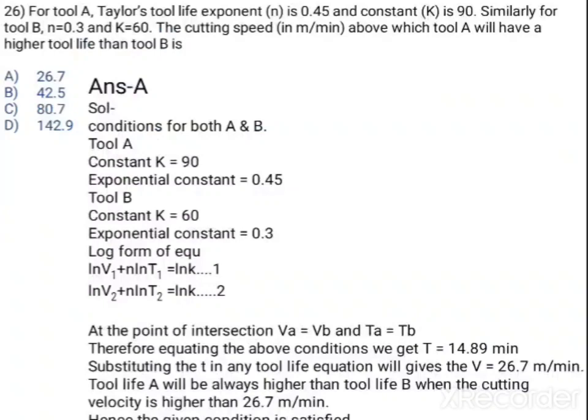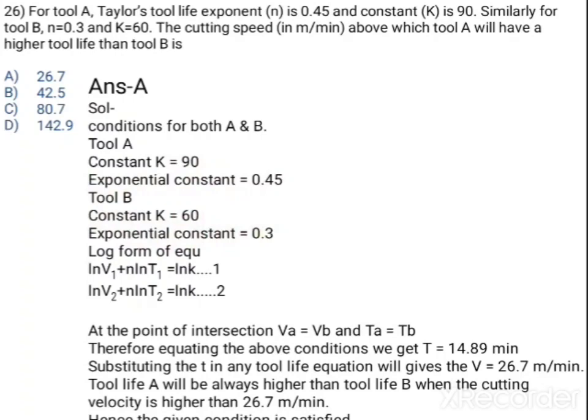Now question number 26. For tool A, Taylor's tool life exponent n is equal to 0.45 and constant k is 90. Similarly for tool B, n is equal to 0.3 and k is 60. The cutting speed in meters per minute above which tool A will have higher tool life than tool B. Read it properly. I am giving a hint here. For tool A, constant 90 and exponent 0.45 are given. For tool B, constant k is 60 and exponent 0.3 is given.